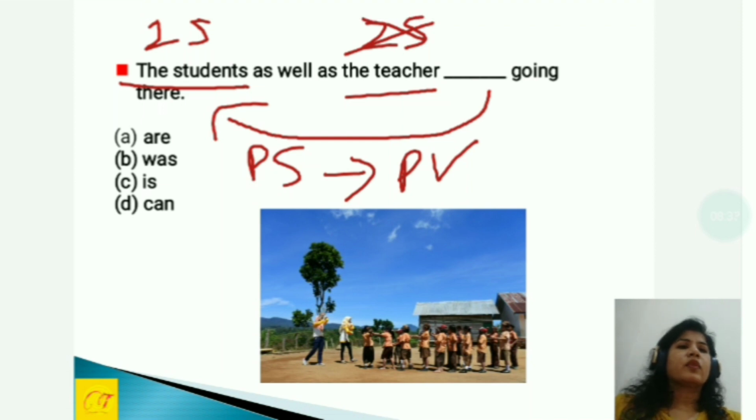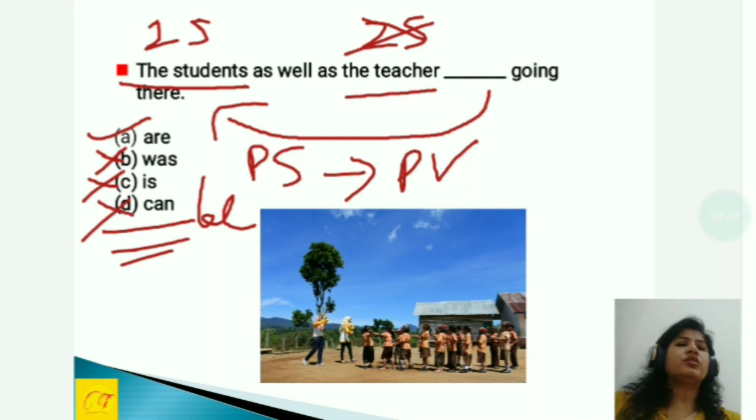Are is the plural one, was is singular, is singular, can may be there but we need a be verb for it. Grammatically we can't use can, so it's also wrong. So are is the correct answer. The students as well as the teacher are going there.